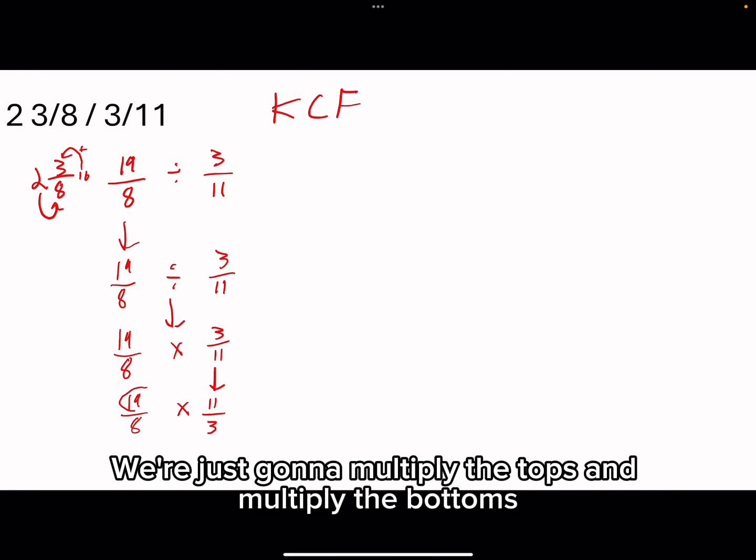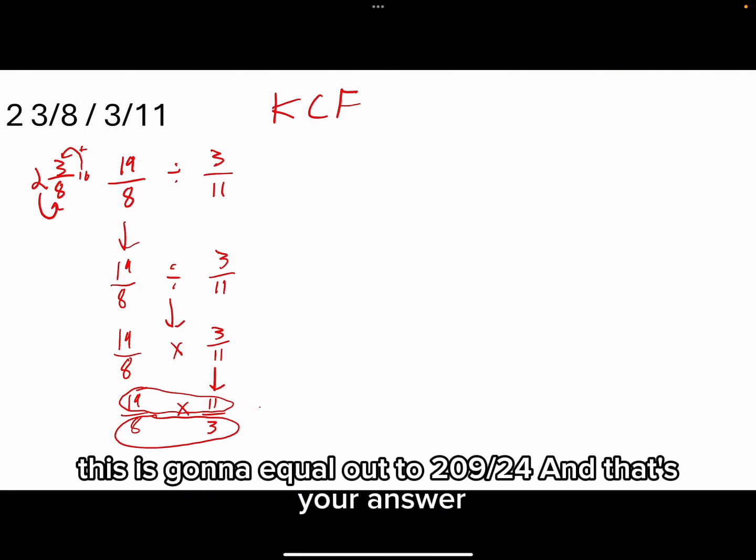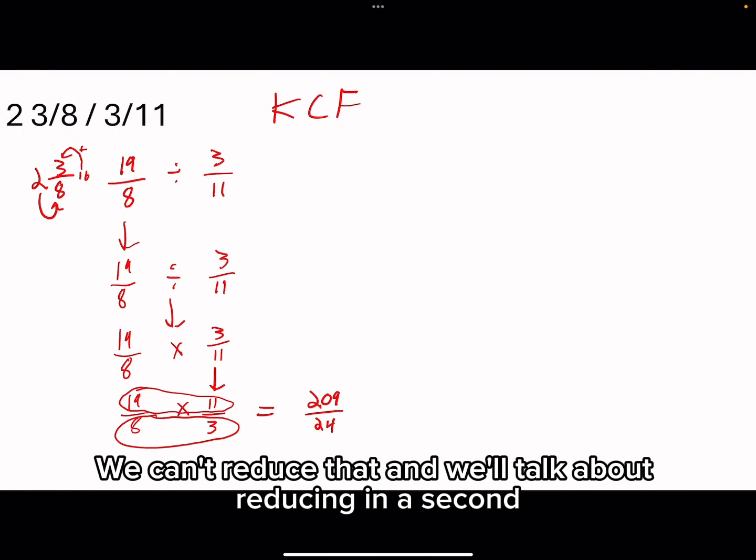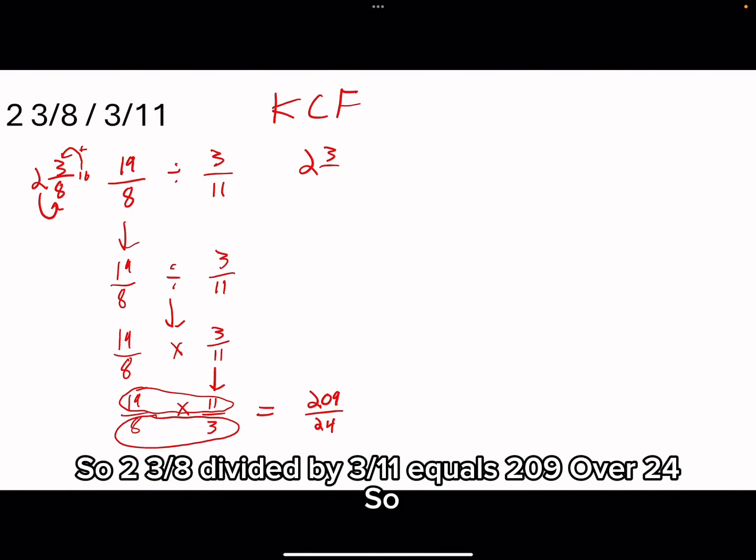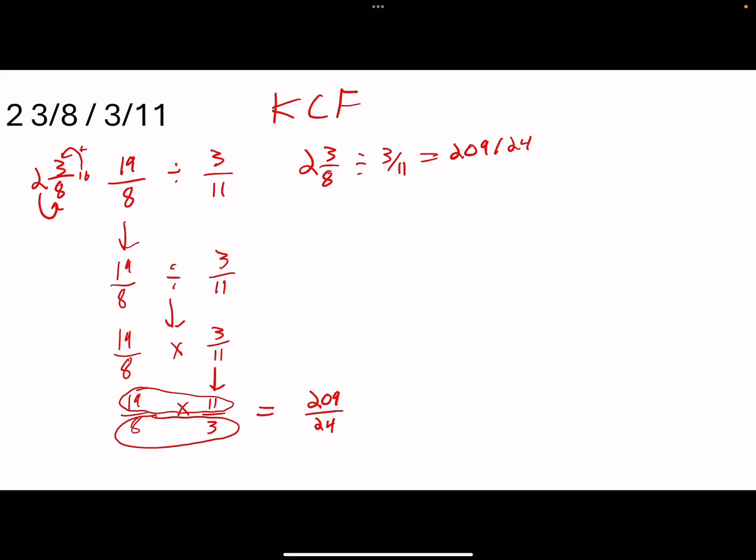We're just going to multiply the tops and multiply the bottoms. If I remember correctly, this is going to equal 209 over 24. And that's your answer. We can't reduce that, and we'll talk about reducing in a second. So 2 3/8 divided by 3 over 11 equals 209 over 24.